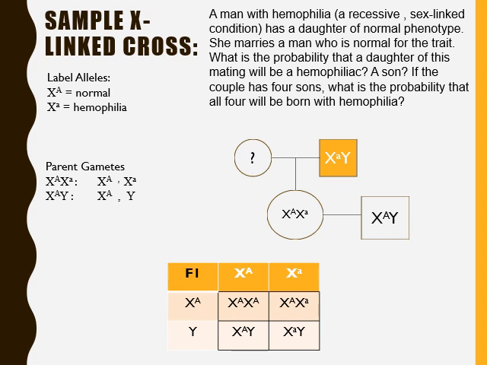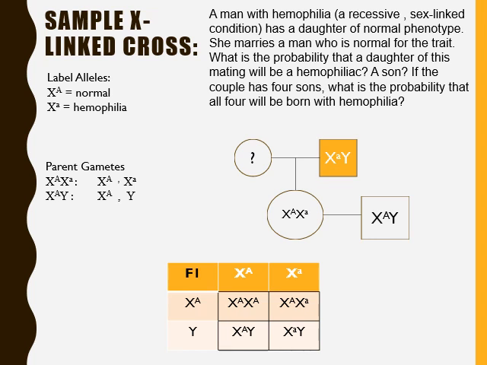Okay, a little bit harder. If the couple has 4 sons, these are independent statistical events, what's the probability that all 4 will be born with hemophilia? All right, so they have 4 sons. So we know it's a 50-50 chance. They have 1 son. It's 50-50, so 1/2. Another son. To get a combined analysis, it's 1/2 times 1/2.